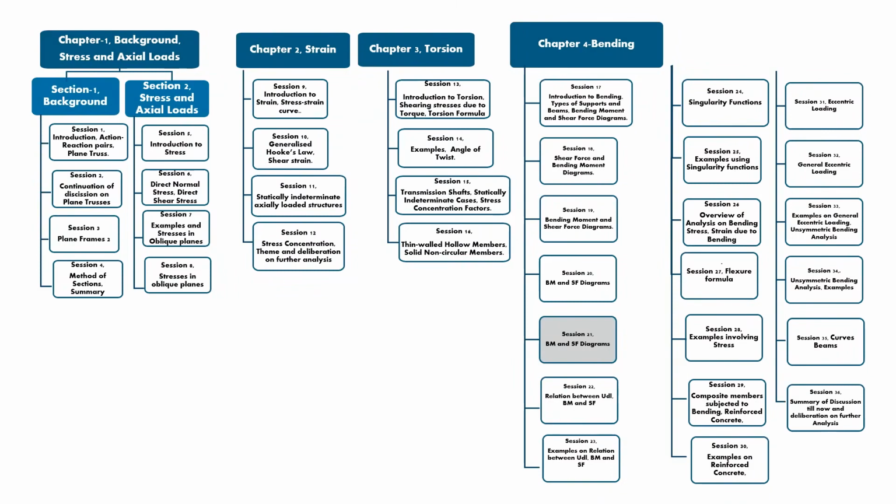This is a block diagram showing all the 36 sessions covered in the first 4 chapters. We are in the last session, which pertains to BM and SF diagrams only. After that, we'll look at the relationship between UDL, BM and SF diagrams, following which we look at singularity functions.